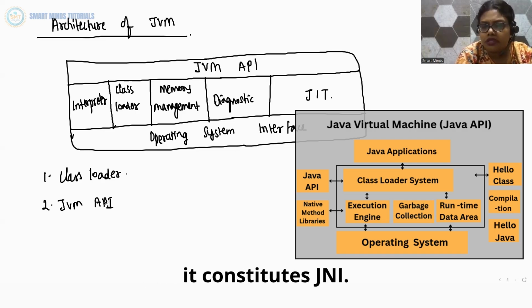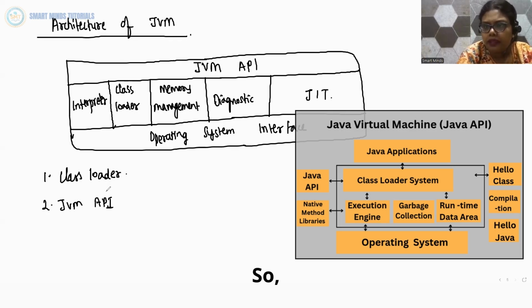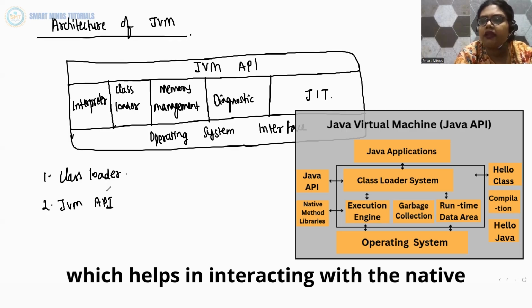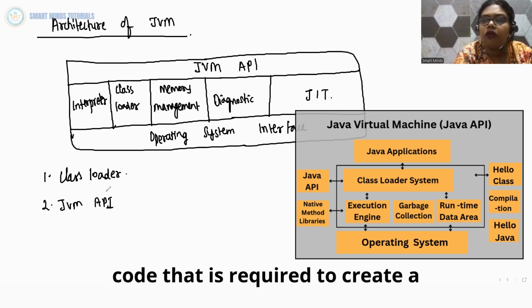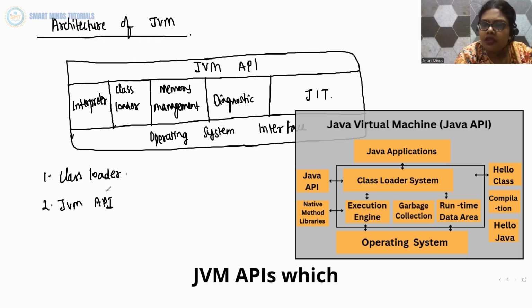So it constitutes JNI. What is JNI? Java Native Interface API, which helps in interacting with the native code that is required to create a JVM. And it presents public JVM APIs, which include JVMTI. JVMTI is JVM Tool Interface.